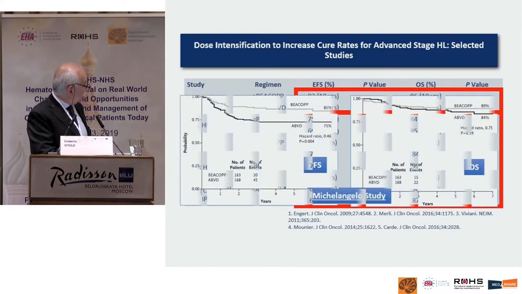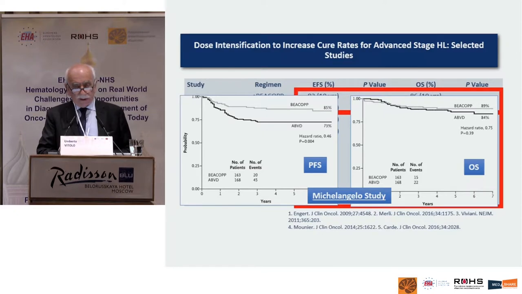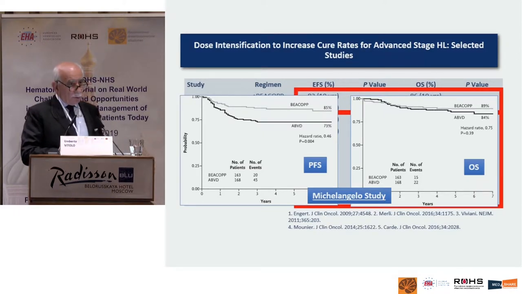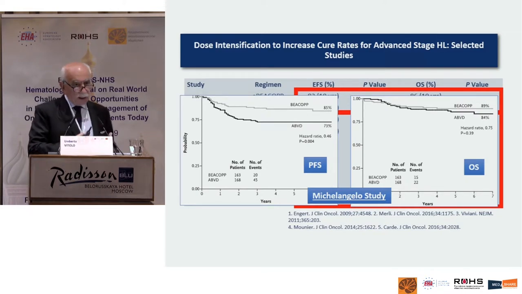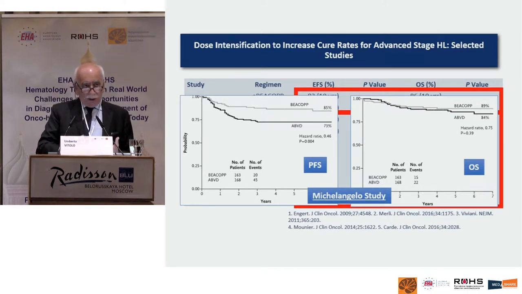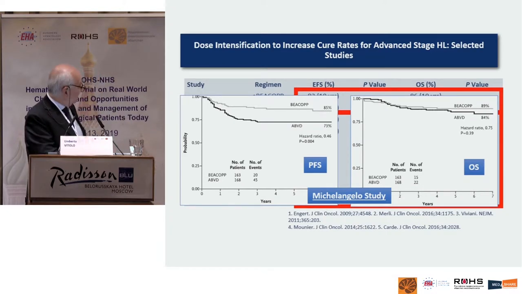Just to show you our study that was published in the New England Journal of Medicine many years ago, in which we randomized advanced stage lymphoma patients to BEACOPP or ABVD. As you see, BEACOPP has a better control of the disease, because the progression-free survival for patients treated with BEACOPP was better compared to patients treated with only ABVD. However, when you look at overall survival, there was no difference between the two arms, suggesting that you may rescue patients who failed ABVD with a different treatment.